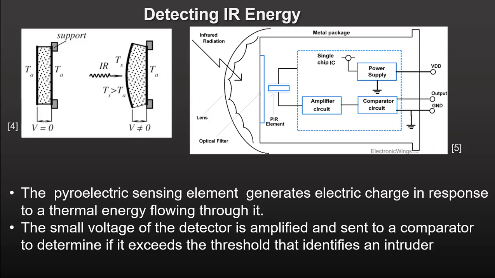The induced charge creates an output voltage. The very small voltage of the detector is amplified and sent to a comparator to determine if it exceeds the threshold that identifies an intruder.